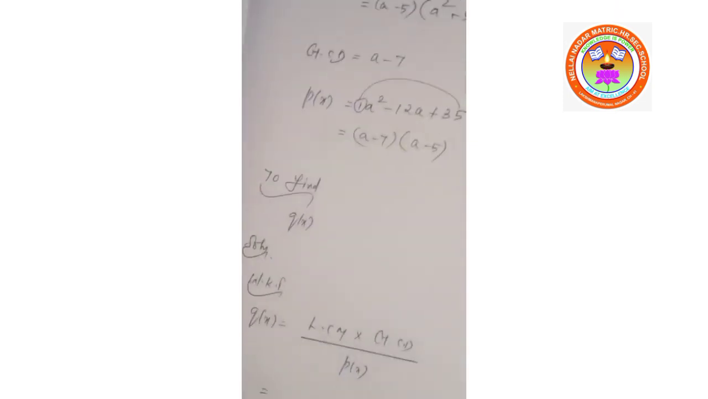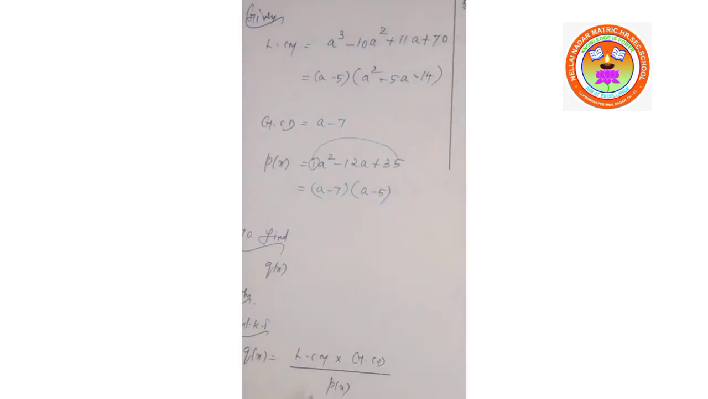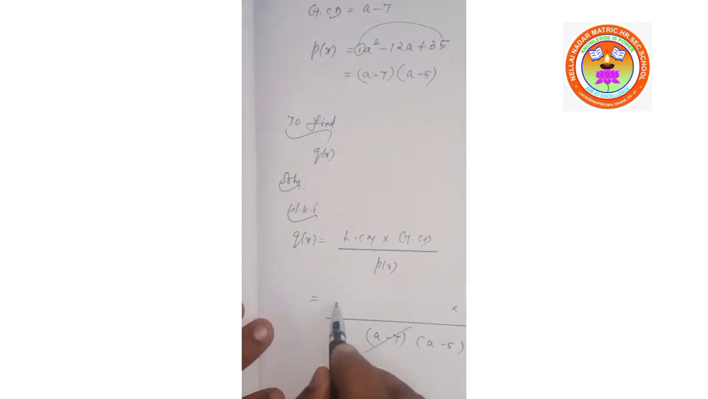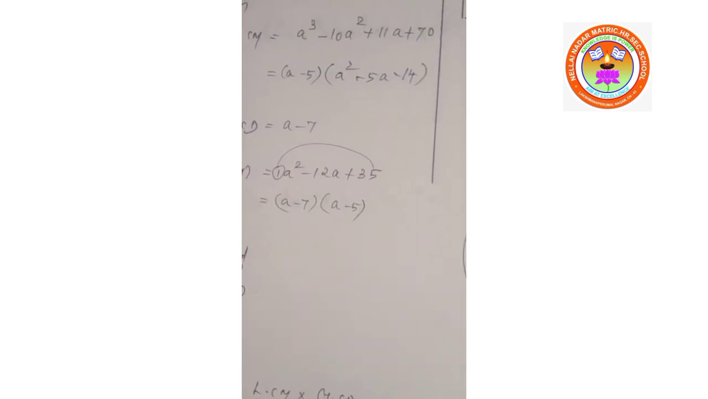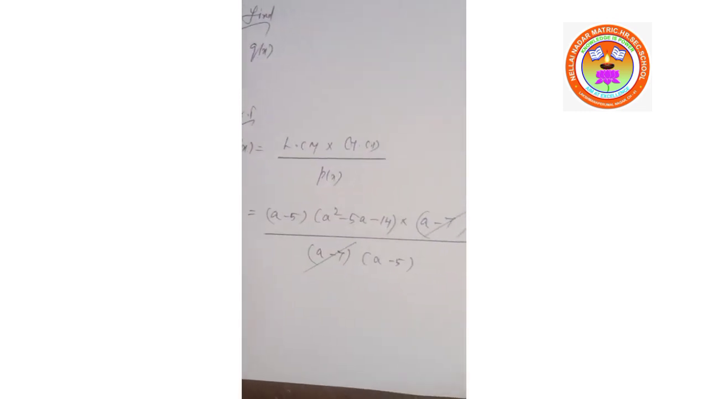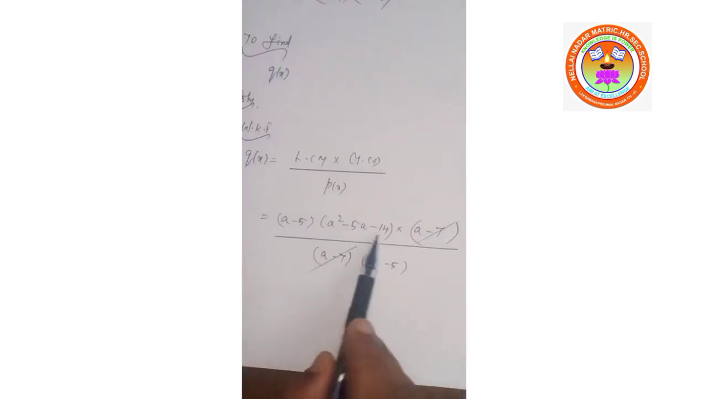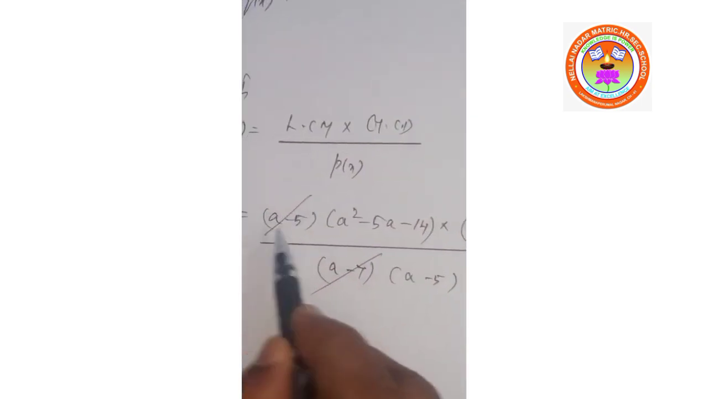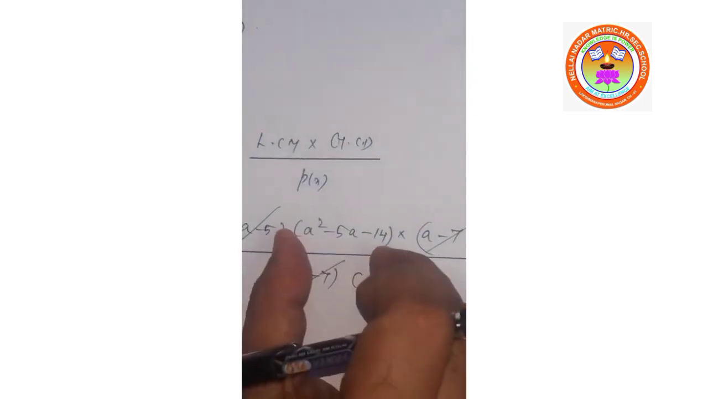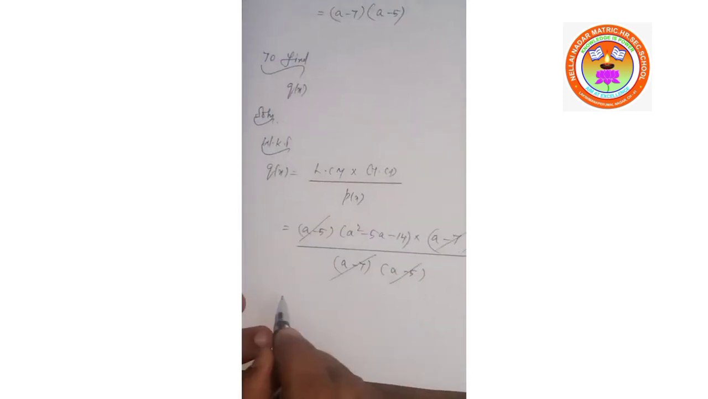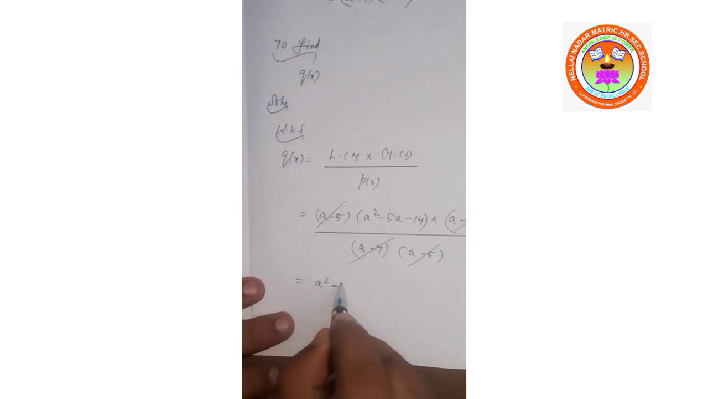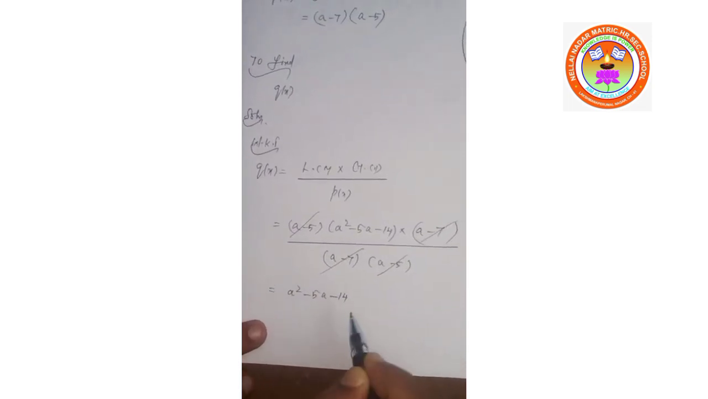Okay. Now the LCM, here it is, that can be replaced by a minus 5 into a squared minus 5a minus 14. So why didn't I factorize this polynomial? Because you can directly cancel a minus 5. This only is left out. You can write it as it is, so you need not factorize this one. That is equal to a squared minus 5a minus 14.